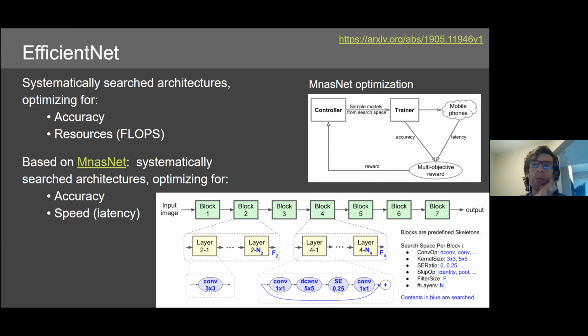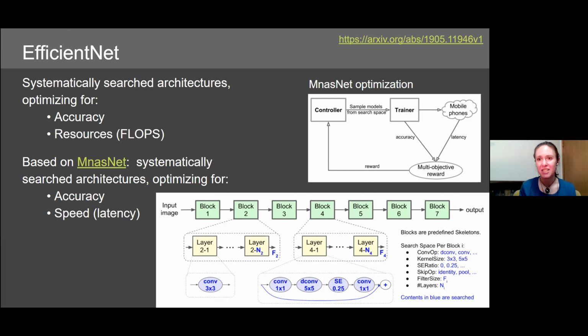Sorry, how much control did the controller have over the architecture? You mentioned they could switch out different types of blocks and different numbers of layers. Were they also able to increase or decrease the number of blocks?